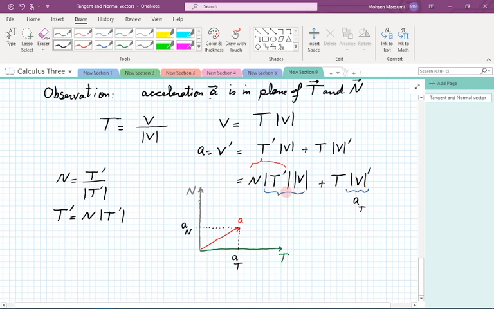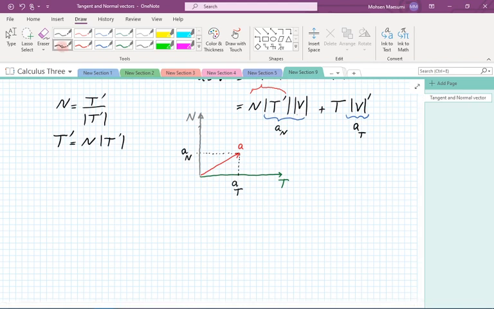And who's all of this? Well, all of that has to be A sub N. So we have the following two designations. A sub T. A sub T is going to be tangential acceleration, or tangential component of acceleration.